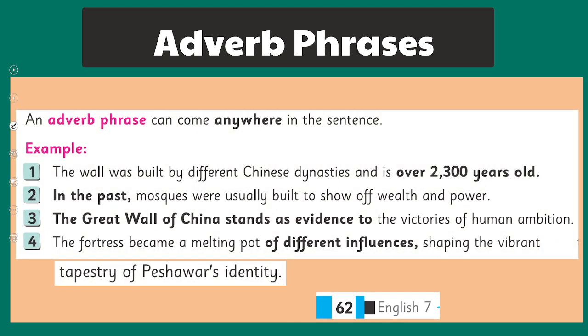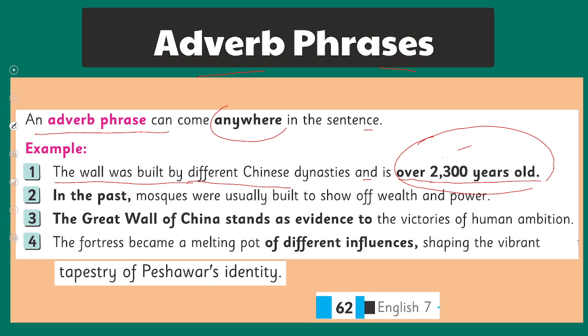Now, where can we add our adverb phrase in the sentence? An adverb phrase can come anywhere in the sentence, be it in the start, middle, or end. Let's look at some examples. Number one, the wall was built by different Chinese dynasties and is over 2300 years old. Yes, over 2300 years old. This is our adverb phrase.